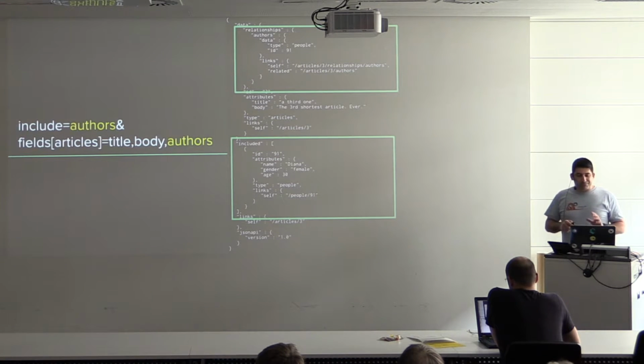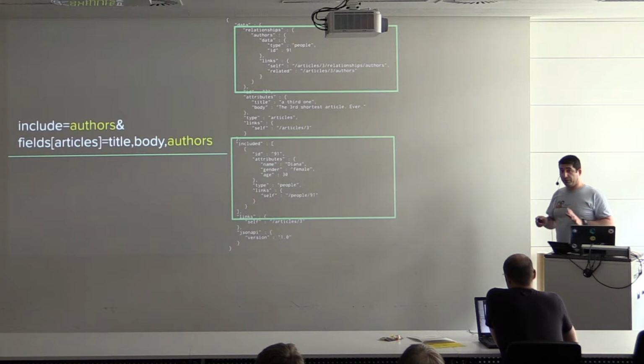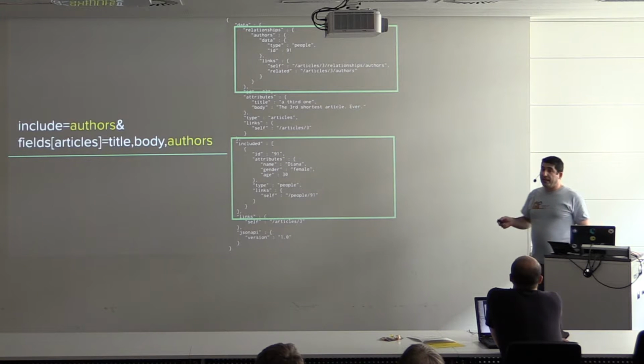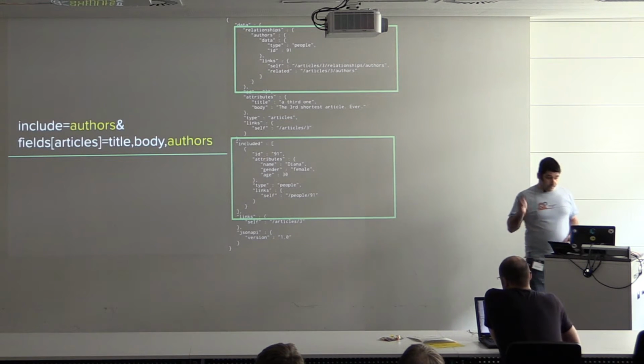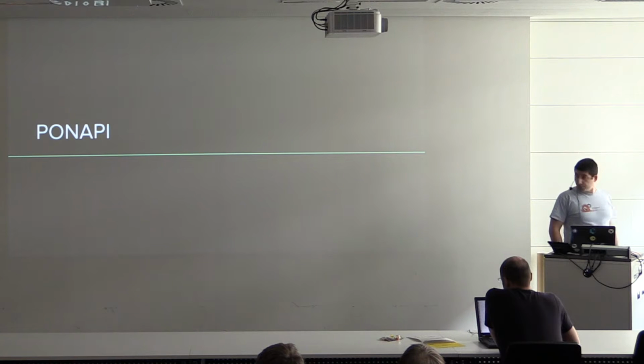And there are other parameters that you can use according to the spec, like sorting, paging, filtering, a lot of different things. I can go on and on about JSON API. It's worth its own lecture. It's a big spec, and I recommend you read it. I want to talk about PONAPI.